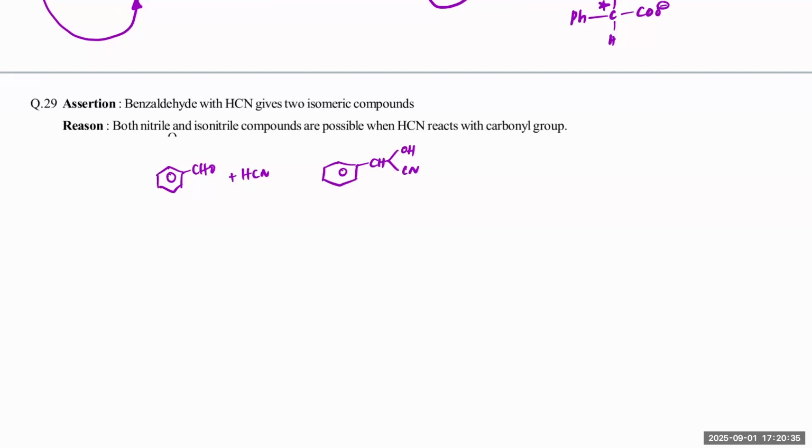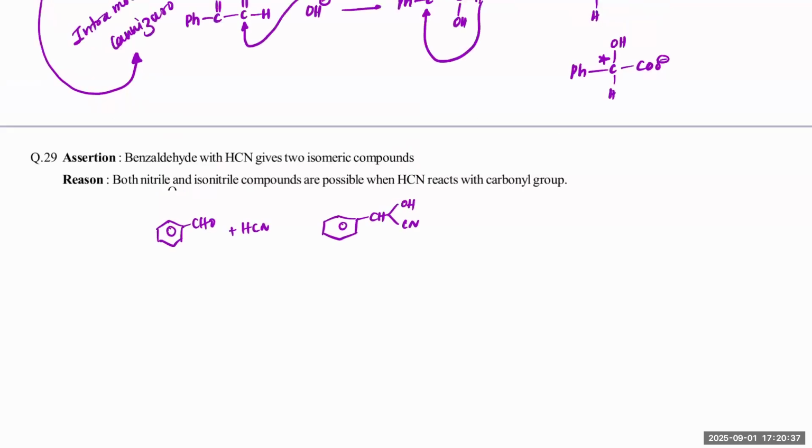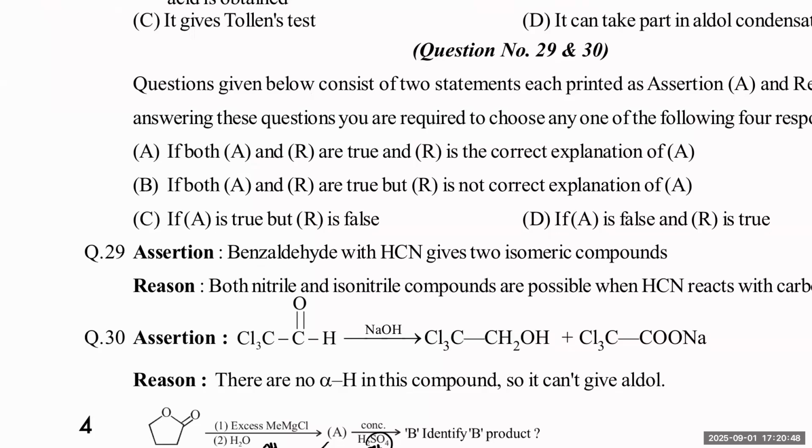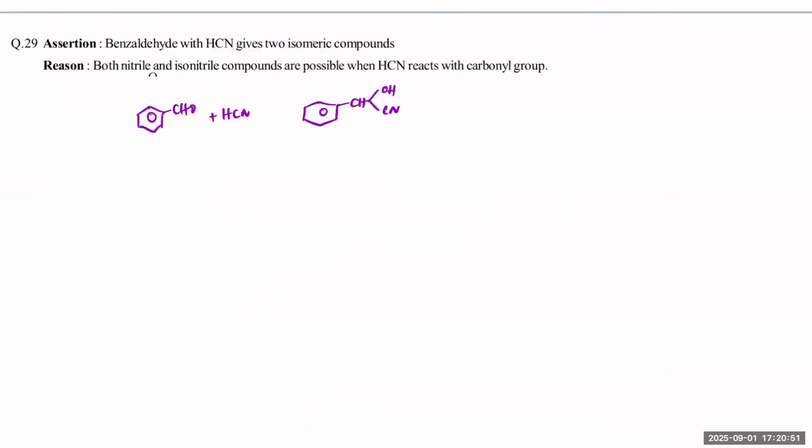What does it say? Okay, what are the options given? Once you get a cyanohydrin here, we are noticing that there is a chiral center, so definitely you will have two stereoisomers. So first statement is okay. Second statement is when you react with HCN, is the nitrogen going to attack on the carbon is the question. No, it is not going to happen.